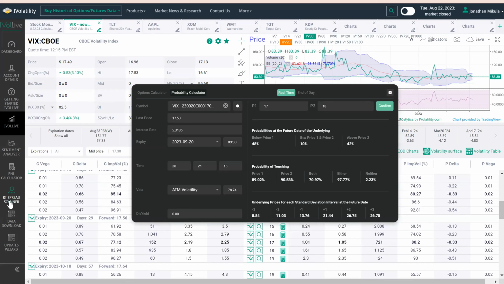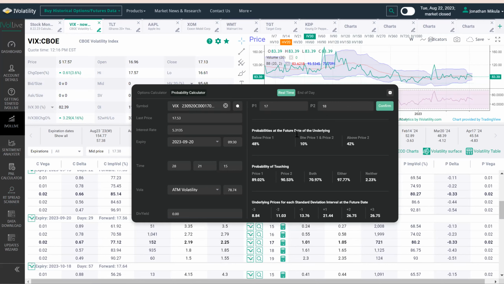And that's where our real-time spread scanner comes in, because I'm able to create these hypothetical spread trades within the real-time spread scanner, knowing this information from the probability calculator that I paired with the charts. So that's the advanced use case of a probability calculator.